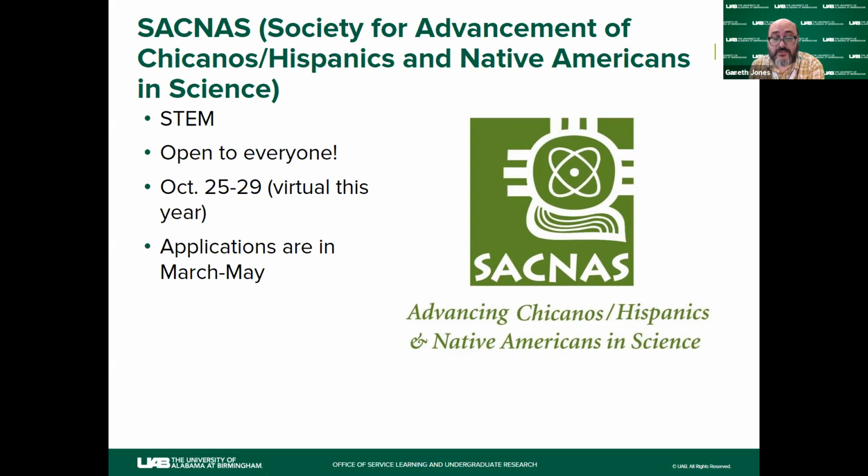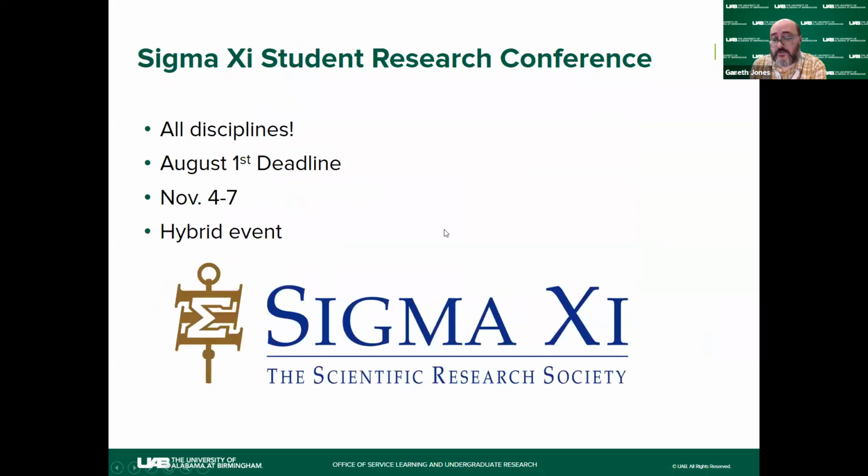So for this one, the applications are in March and May. So you'll have to think about it for next year, for 2022. They have a lot of good funding to help you attend. And so I'm hopeful that next year, 2022, it's going to be in person, and that you'll get some funds. All right, next we have Sigma Chi Student Research Conference.